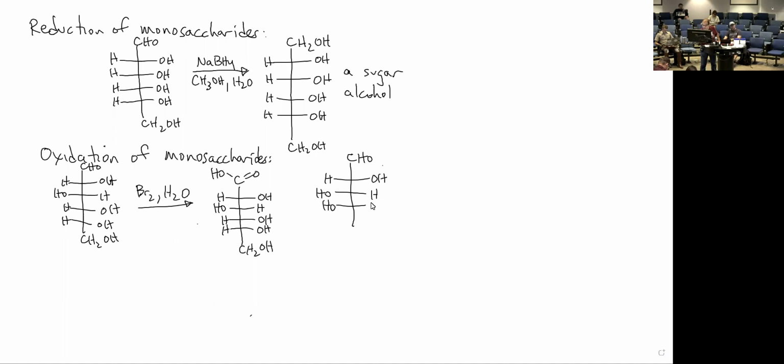All I would know, and all I would expect you to know, is that it's an L sugar, because my penultimate OH is on the left side. And if you treated that with aqueous bromine, you will get the carboxylic acid functional group. Can I write CO2H for the carboxylic acid? Save us all some time and space.